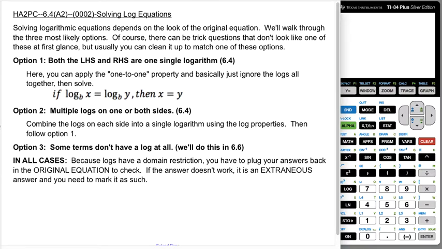So in this situation, you can combine the logarithms on either side, like the ones on the right-hand side or the left-hand side as needed, to make a single log on each side. Then you have log of stuff equals log of stuff, and you can say that the two things are equal, which is option one again. When it gets a little bit more complicated, we're going to have some terms that don't have a log at all, and that'll be our third option. We're going to address that when we get to 6.6.